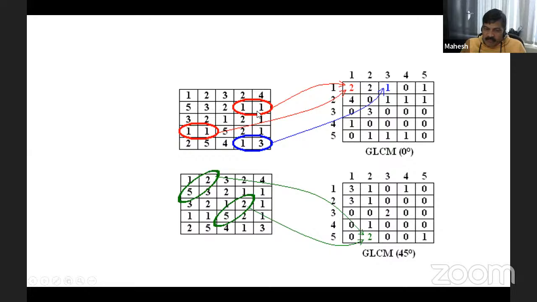I will explain the procedure directly instead of giving the analytical equation. Here, 1 followed by 1, how many times is it occurring, that we have to measure. It is occurring 2 times, so we'll write 2 here. 1 followed by 3 is 1. 1 followed by 2, how many times? Here there is 1 followed by 2, and here there is 1 followed by 2. So 2 times, that's why I wrote 2 here. 2 followed by 4, 2 and then 4.